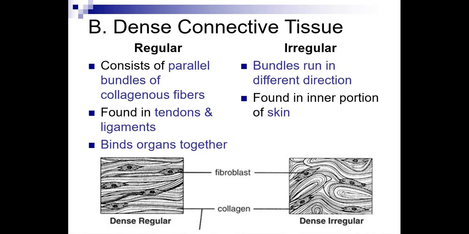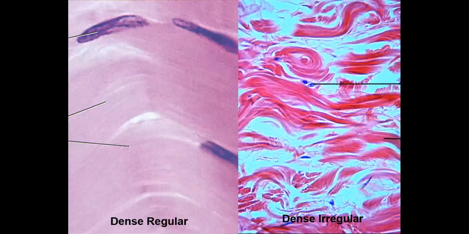Ready? I'm going to show you a split screen of regular and irregular. Remember that regular is all going in one direction. Irregular is just crazy. It goes in all directions. Here we go. 3, 2, 1. Regular is on the left. Irregular is on the right. Notice that the irregular goes in multiple directions. You have very few cells in both, which means there's very little blood flow here. They don't depend on blood. Very, very fibrous.